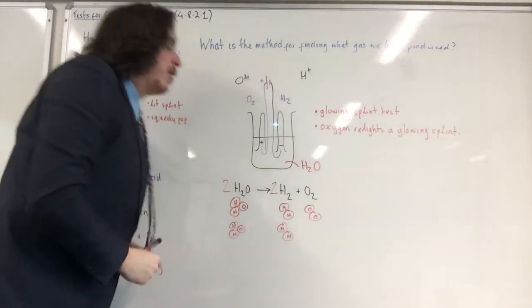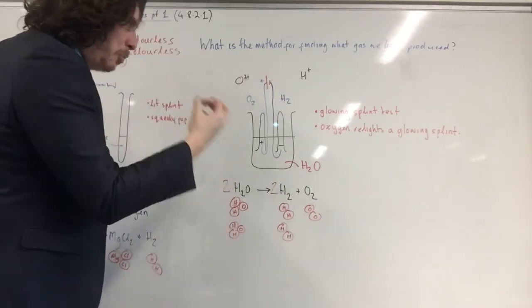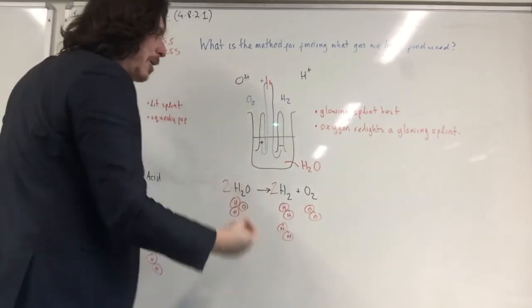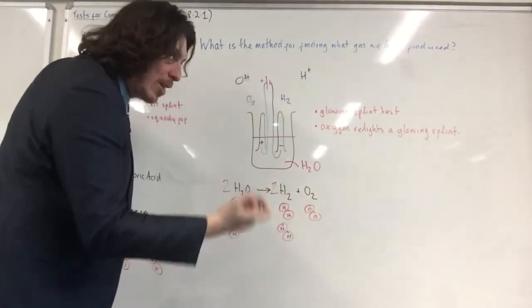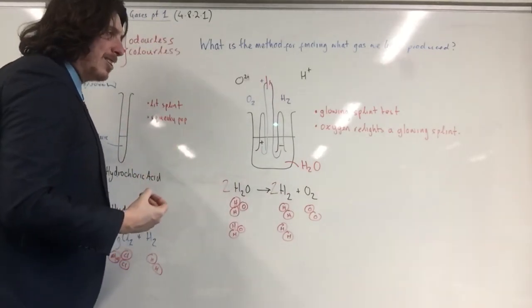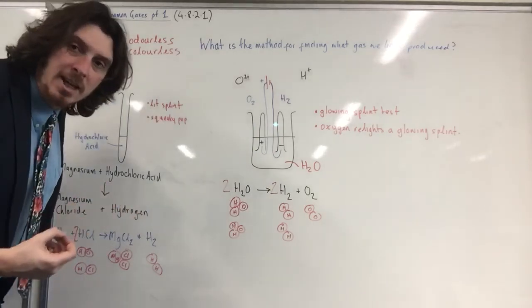So we've collected our oxygen, we get a splint that has just been extinguished, so it's still glowing, it's a glowing splint. We place that in the oxygen and it relights when oxygen is present. This is the glowing splint test.